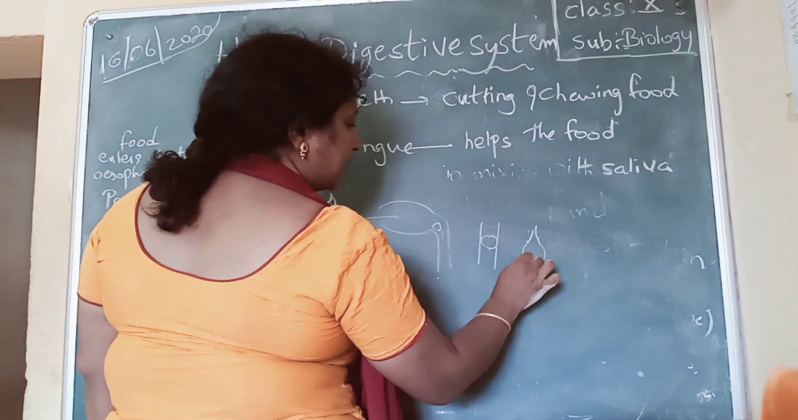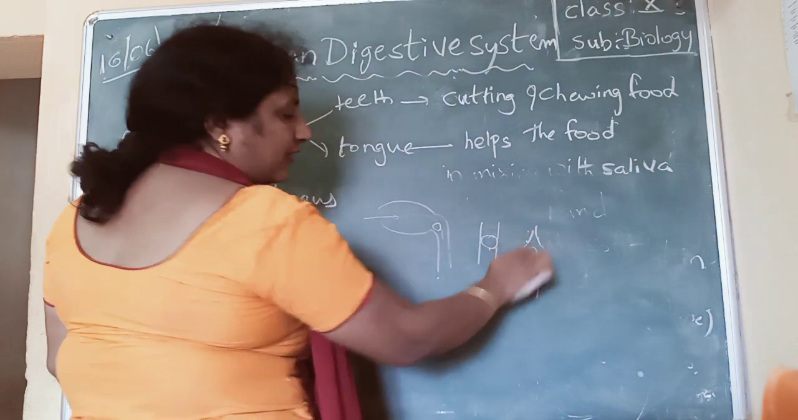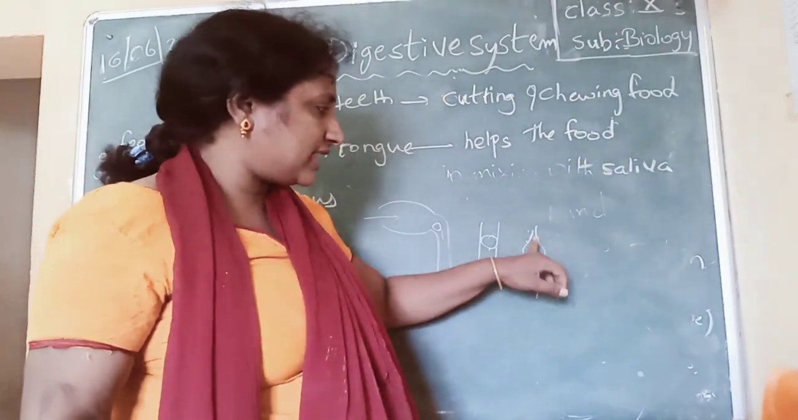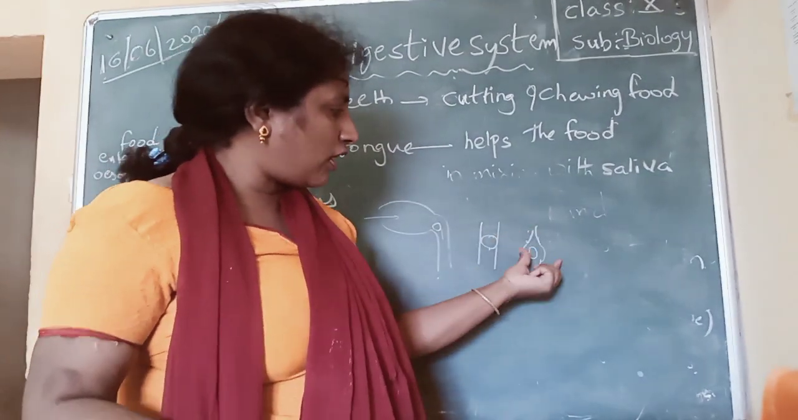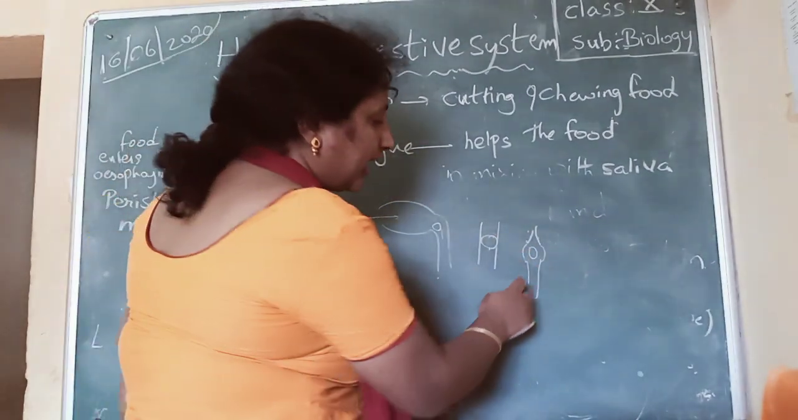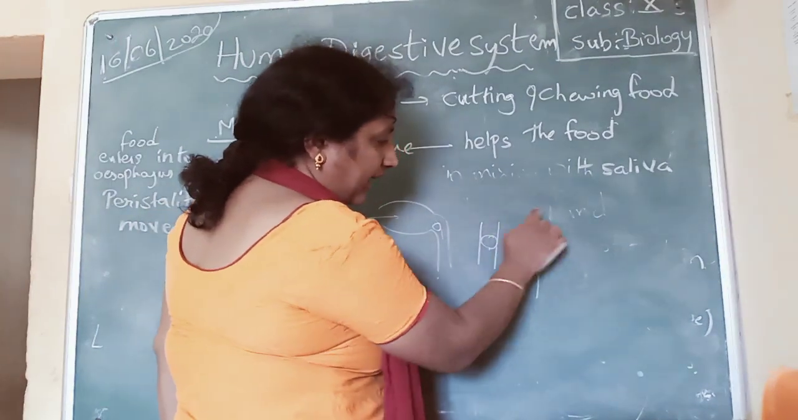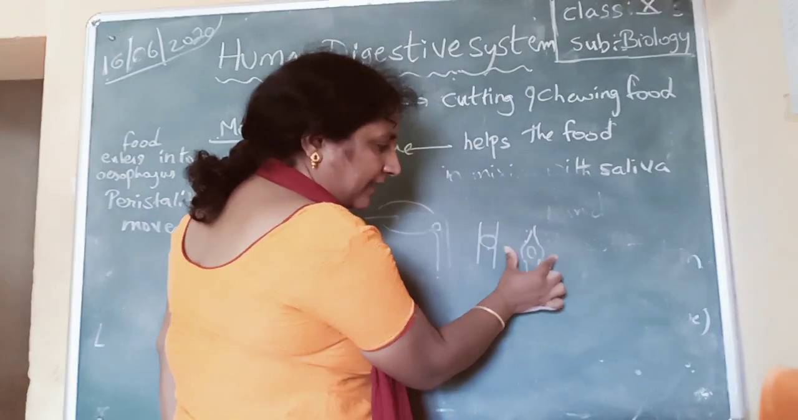This expands. As the food is going down, it expands. The upper part will contract. Now if the food is coming here, this will contract and this will expand. Okay? Here the food is coming like this. Where the food is coming, it is expanding.